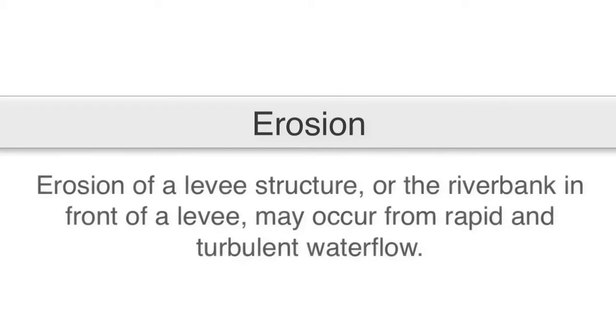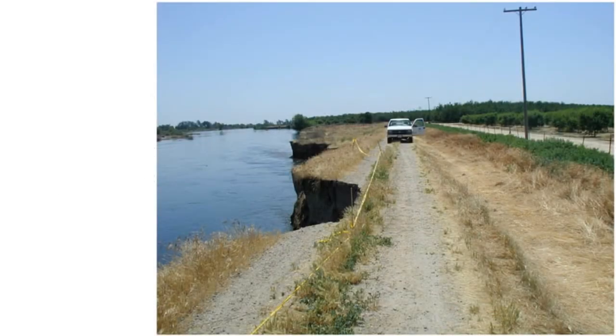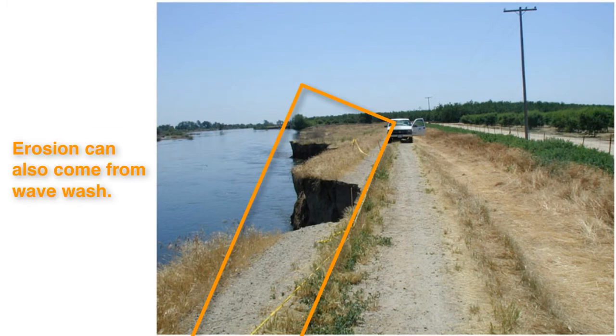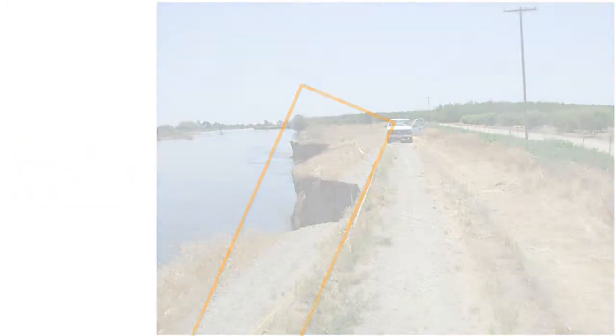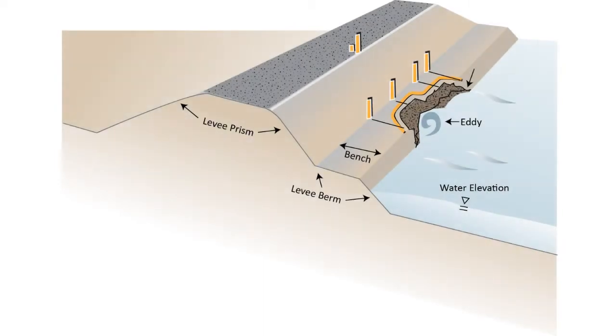Erosion of a levee structure or the riverbank in front of a levee may occur from rapid and turbulent water flow. Now, this erosion also may come from wave wash, which we talked about in a previous video. Erosion of the levee prism is especially dangerous since this can lead to rapid levee failure.